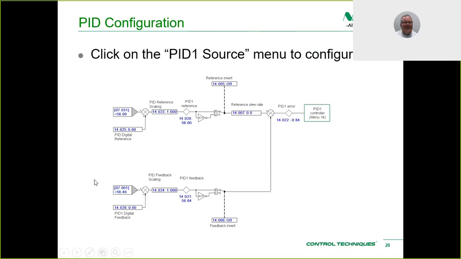Now, the feedback is a different story. I'm using the input from analog input 1, menu 7, parameter 1. That's my feedback scaling. So as you can see, if I flow through my loop here, I can scale the reference if I want for the set point. It'll show me a read-only what it is there. I can invert it if I would like. I'm going to explain the slew rate here in a little bit, but basically, here's my set point, here's my feedback, the difference is PID error, and then it goes on to menu 14.